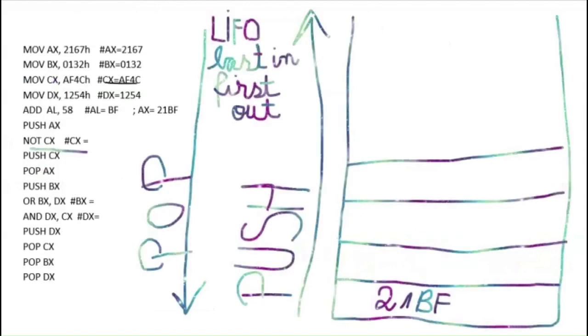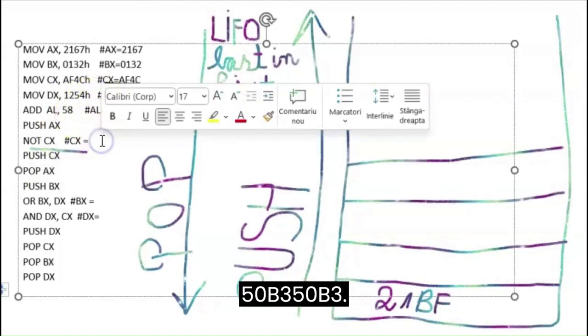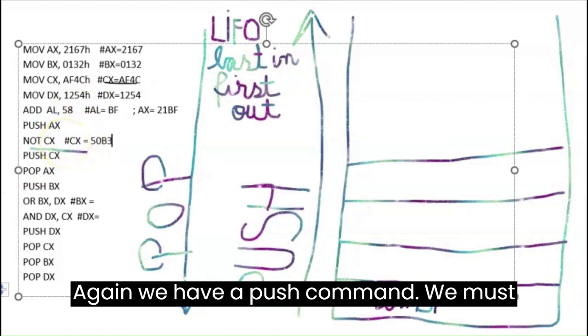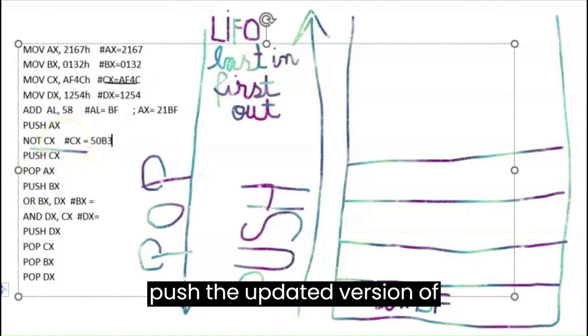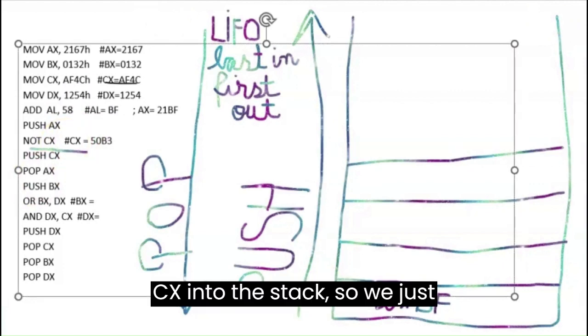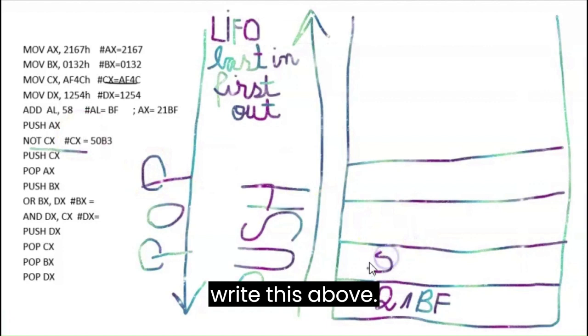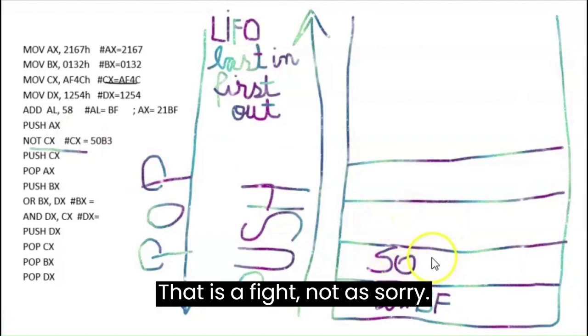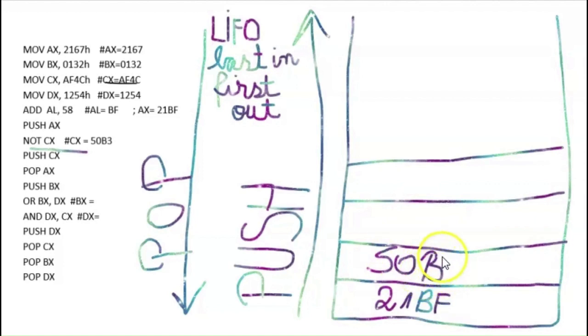So it's 50B3. Again, we have a push command. We must push the updated version of CX into the stack. So we just write this above. That is a 5, not an S. Sorry. Okay. We push CX here.